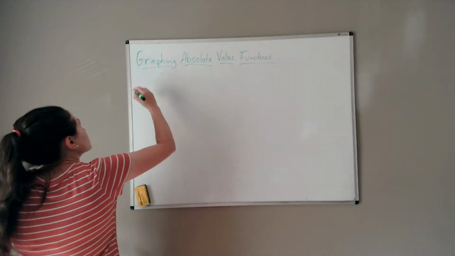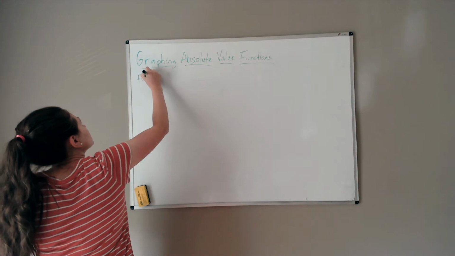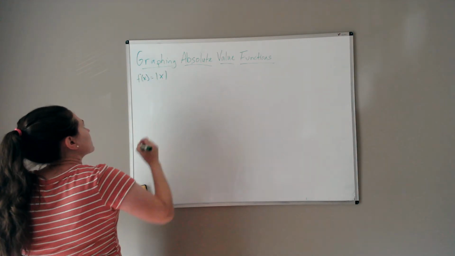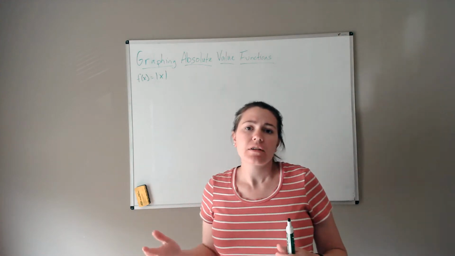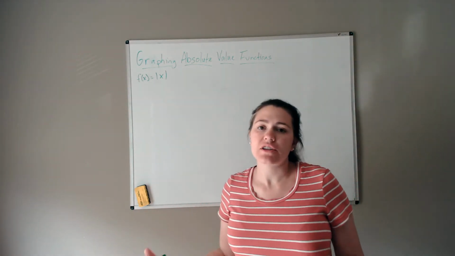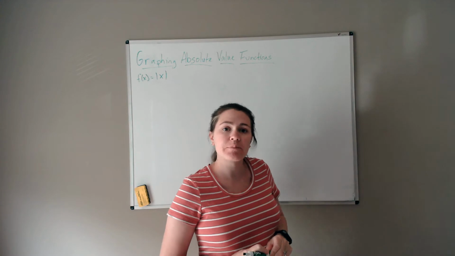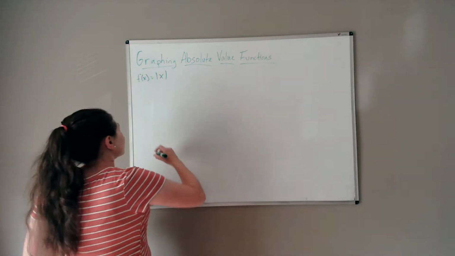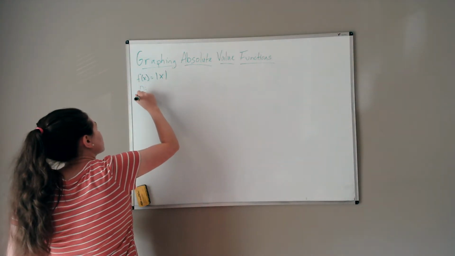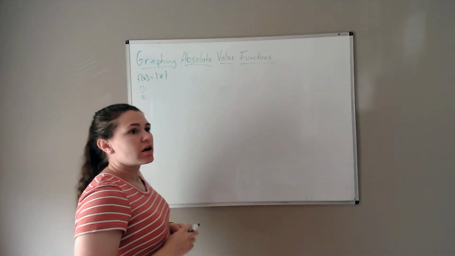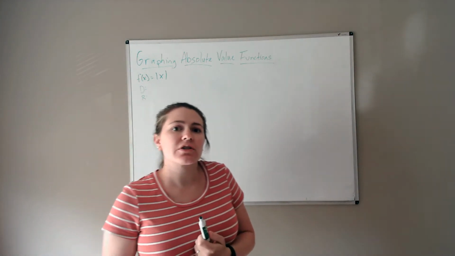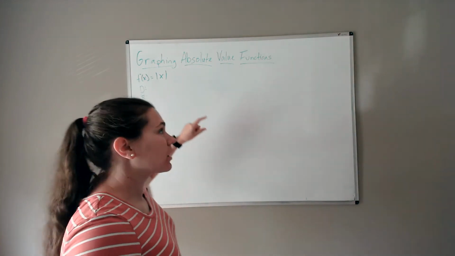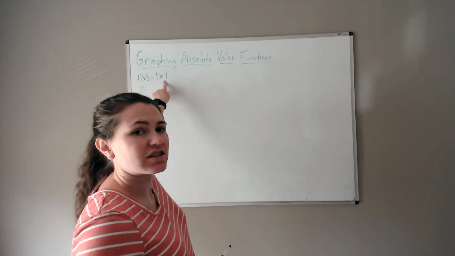So first thing, let's go over just what the parent was again. Remember, the parent is when you just take an input, take the absolute value of it, and whatever you get as the absolute value is your output. The domain is valid input. Your domain is all real numbers, because there is no real number that you can plug in and ever get something that is not real.